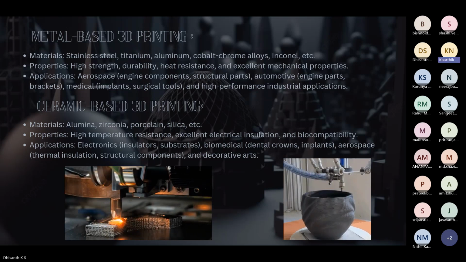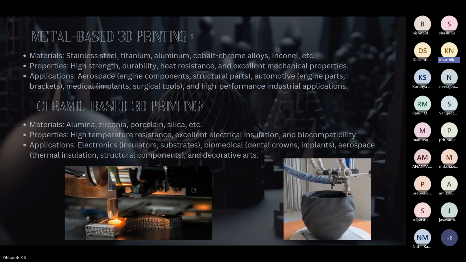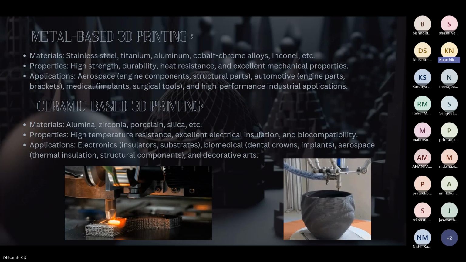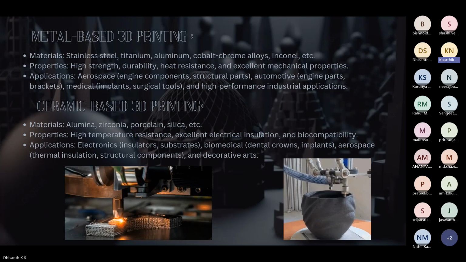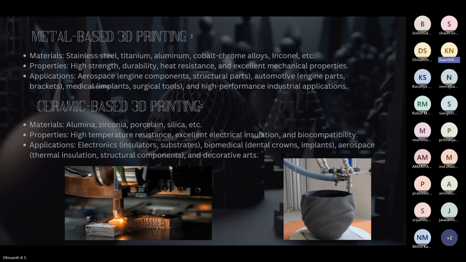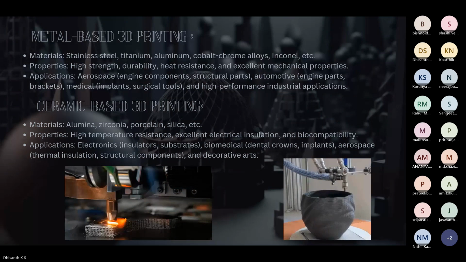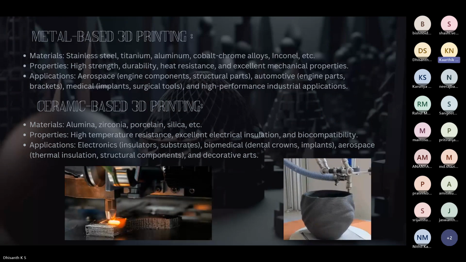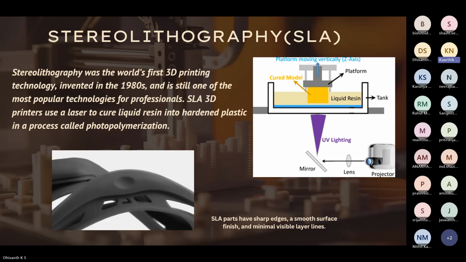Okay, then next, ceramic-based 3D printing. The materials we use are alumina, zirconia, kaolin, silica, etc. Properties are high temperature resistance, excellent electrical insulation, and biocompatibility. Applications are electronics, biomedical, aerospace, and decorative arts. And we'll be seeing briefly about these three topics in the upcoming slides.